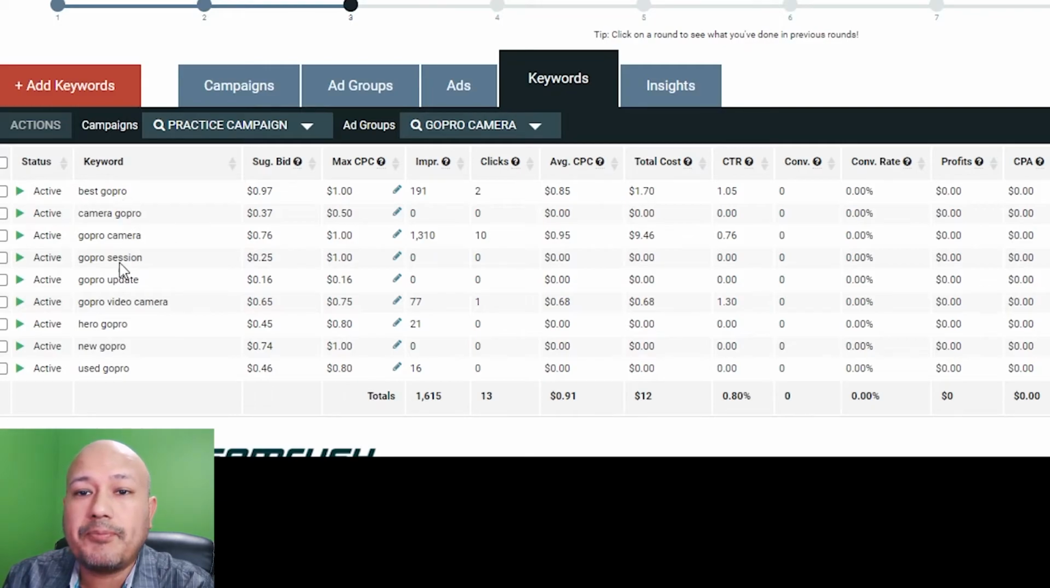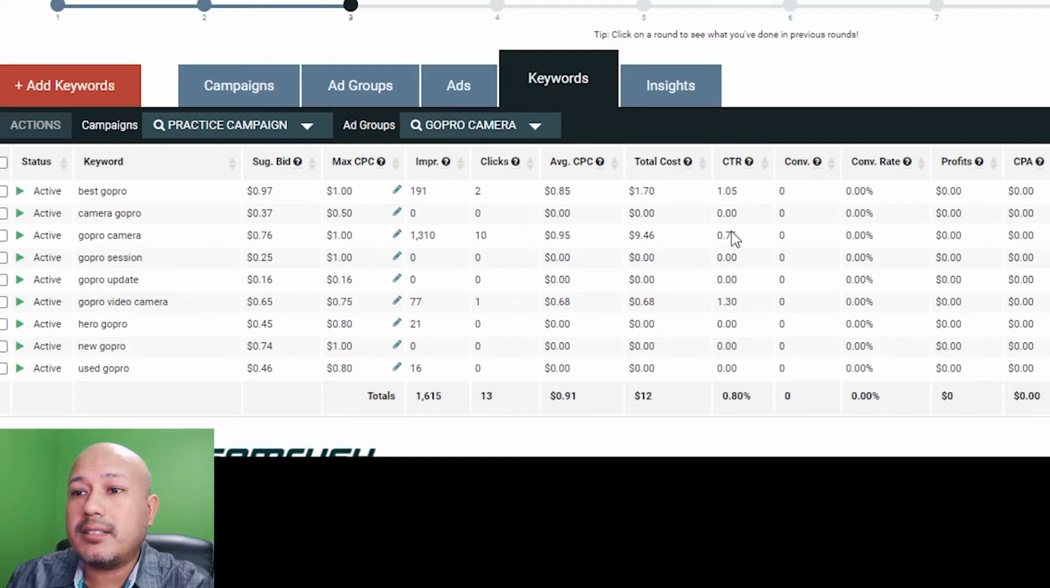So here we see, I think, around 10 keywords, right? And then the impressions: at least 4 of those keywords have not generated any impressions, right? But there are keywords like best GoPro that has generated a certain number of impressions. Now even though this generated 191 impressions, it only resulted in 2 clicks, right? So click-through rate of 1, click-through rate of 1.3, click-through rate of 7, 5.